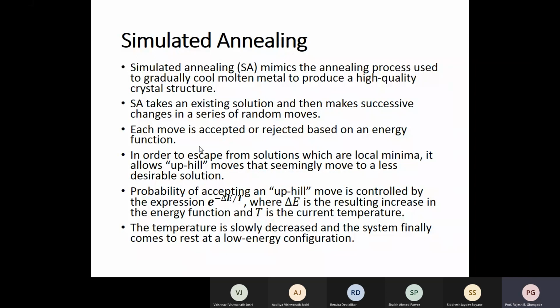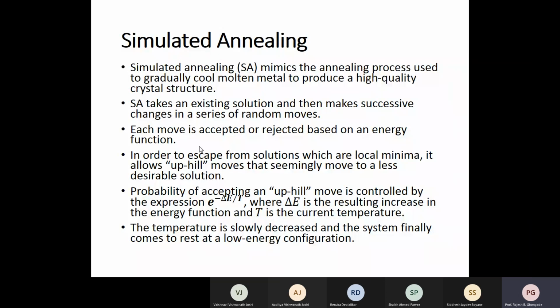So this particular algorithm is also equipped with a way of getting out of this local minimum. If it is stuck in the local minima, it will never go to the optimal solution, that is the global minimum. So it is all based on probability. The probability of accepting an uphill move is controlled by the expression e to the power minus delta E by T, where delta E is the resulting increase in the energy function and T is the current temperature. This temperature is not a physical temperature, it is a simulated temperature. You have to understand this factor very clearly. It has nothing to do with the physical temperature.